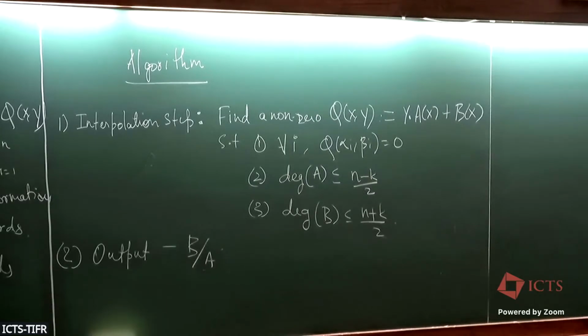Okay. Questions about the description of the algorithm? I mean, I haven't said how we are going to do step one. How do we get our hands on a non-zero Q with these properties that satisfies the conditions that we want?